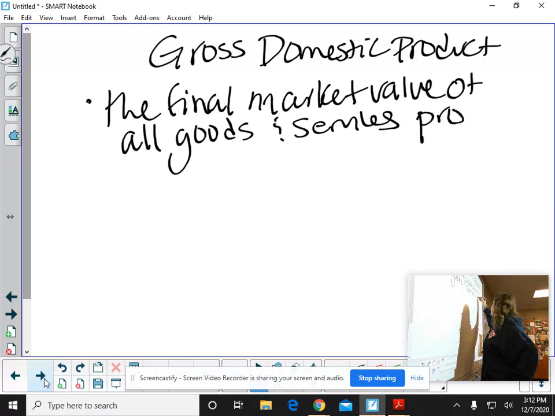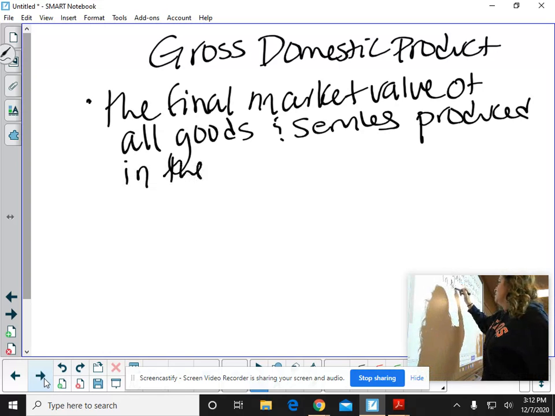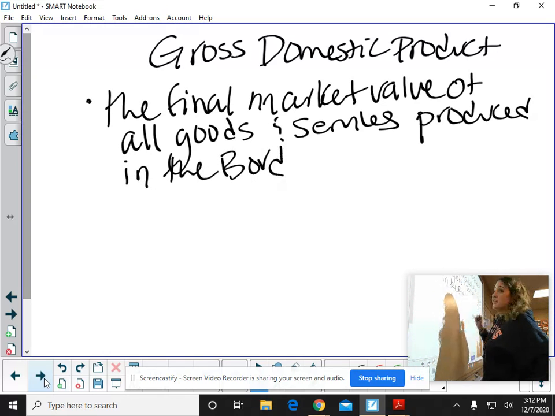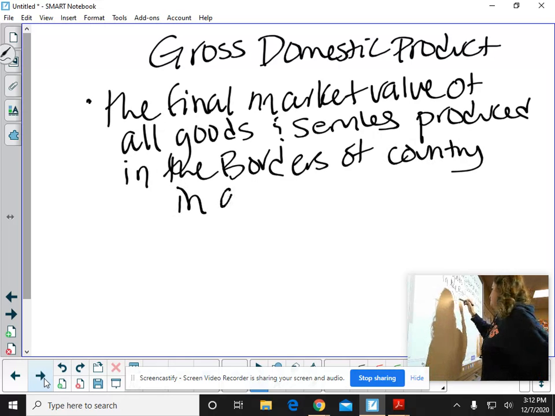Produced in an economy, produced, I'll say, in the borders, because it has to be in that country, otherwise it's like GNP maybe. In the borders of a country in a given period of time.